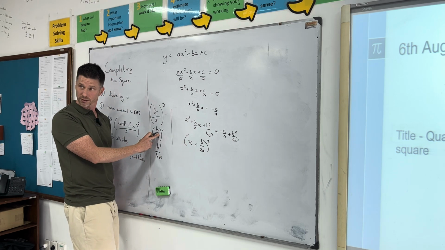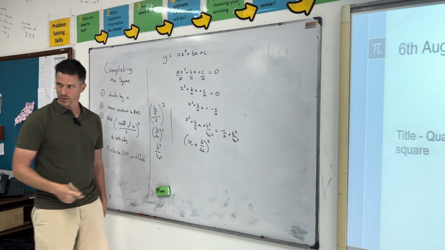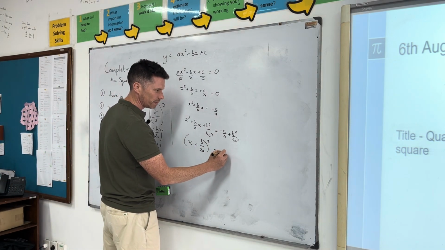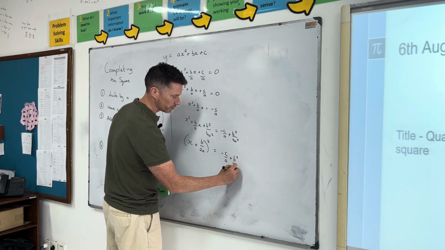It'll always be this. It'll always be there. See that? Because you're going to end up squaring it anyway. Yeah, that's right. And that still equals minus c over a plus b squared over 4a squared.